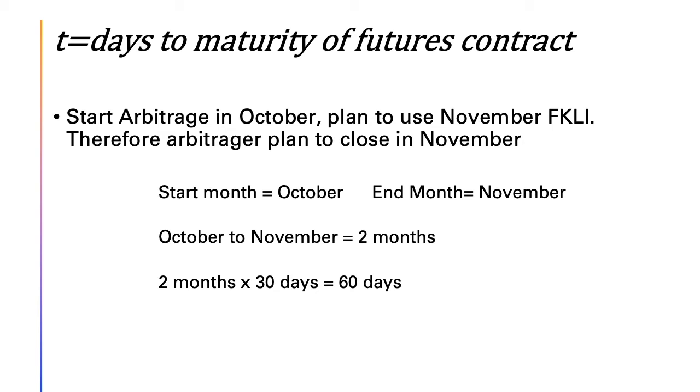So you need to calculate number of days to maturity of futures contract, which is the T. So you start arbitrage in October. You plan to use November FKLI. Therefore, arbitrage plan to close in November. So start month is October, end month is November. So October to November, we have 2 months. So 2 months times 30 days. So it is equal to 60 days.